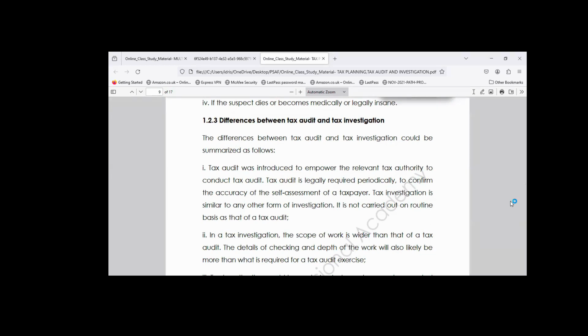It's not routine. For tax audit, they can say every 5 years they will be carrying out a tax audit on your company. That one is routine. The tax investigation is not routine. It depends on when they receive information that your company is using illegal means for not paying tax.